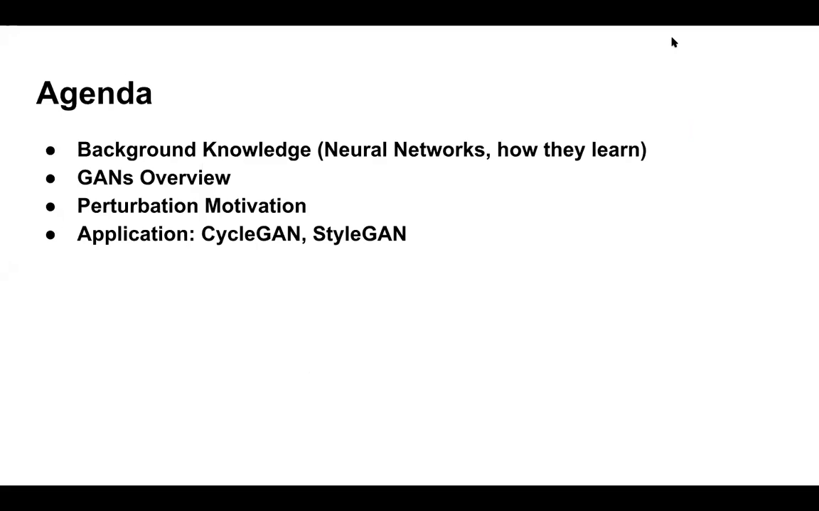So first of all, I'm going to introduce certain background knowledge, for example, neural networks and how they generally learn, and then I'll introduce what GAN is about, as well as why we have this GAN, one of the motivations, which is perturbation. Then I will look briefly into the applications, which are CycleGAN and also StyleGAN.